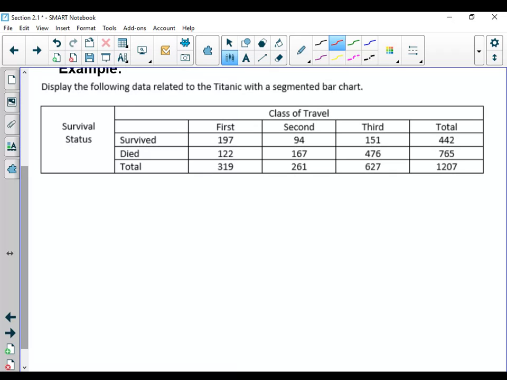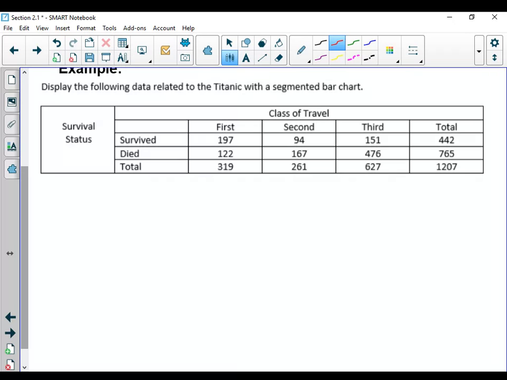Well, we're going to try to break this, like I said, into the segmented bar chart. If I think of those two variables, I have to identify which one would be the explanatory variable. Which one would I want to put on the x-axis? Would how they traveled, first class, second class, third class, affect whether they survived or not? Or would whether they survived or not tell me that they are first class, second class, third class? Which one do you think would have a bigger effect?